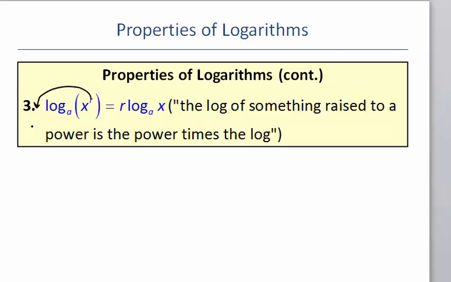So those are the three properties that we're going to be working with. In our next presentation, we'll look at some examples of how to use those properties.